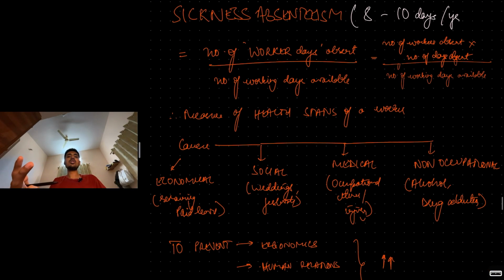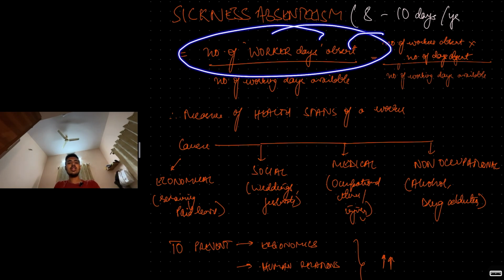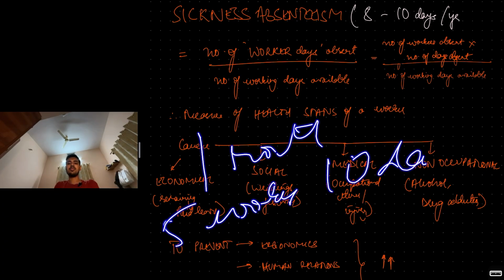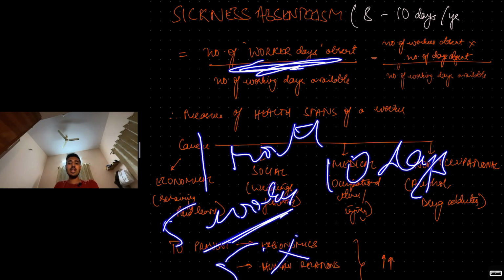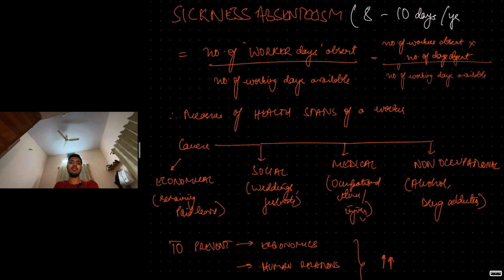Next, coming to sickness absenteeism. Basically, what is sickness absenteeism? It is equal to the number of worker days absent divided by the number of working days available. The number of worker days absent is the number of workers absent times the number of days absent. So if in a month 5 workers are absent for a total of 10 days, the number of worker days absent is 5 workers times 10 days, so 50, divided by the total number of working days available, that is 30 in a month, assuming it is 30. So that is sickness absenteeism.